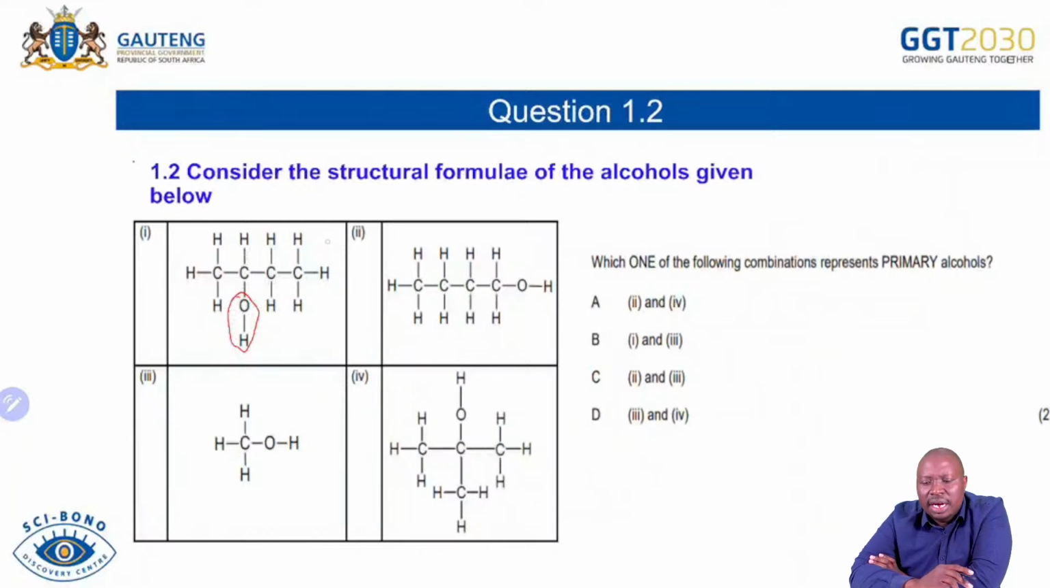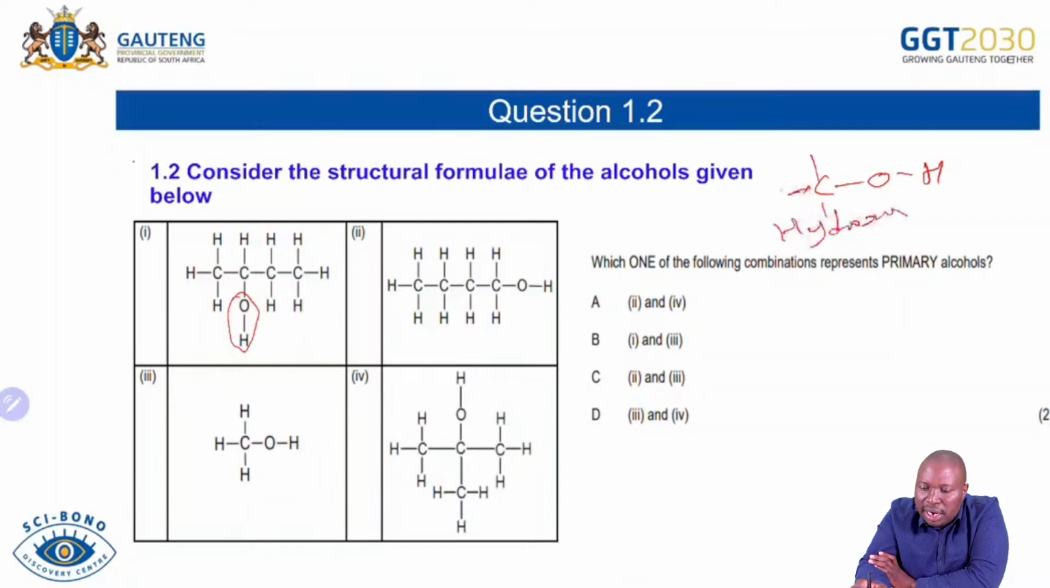Remember, if we say write down the functional group, you will indicate that it's the OH, but that OH must be bonded to the carbon. So the carbon is important there as you write the functional group. But what is the name? We said it is the hydroxyl group. For OH, the name is hydroxyl group. So don't forget that.